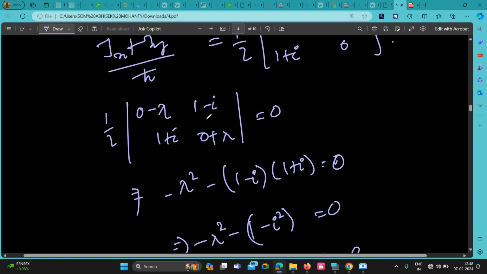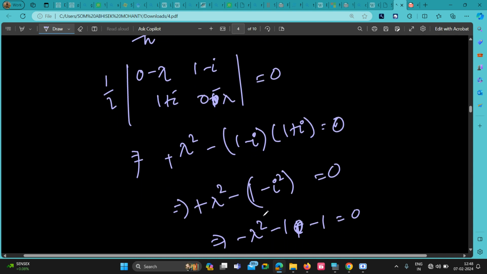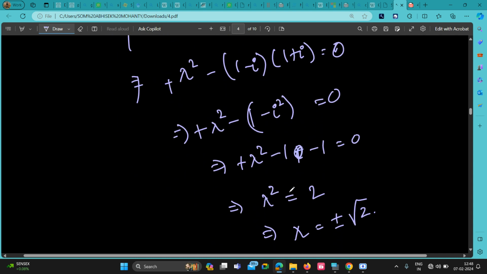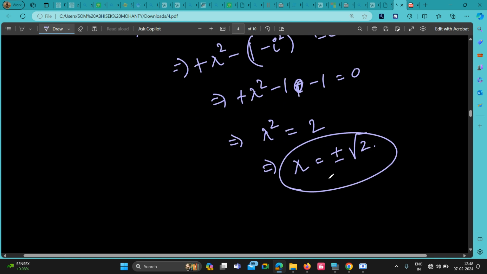Okay, I made a mistake. Let's see. The factor is minus lambda, plus lambda, so this is lambda square. Now this is correct. Lambda is equal to 0 plus or minus 2, that means plus root 2 and minus root 2.